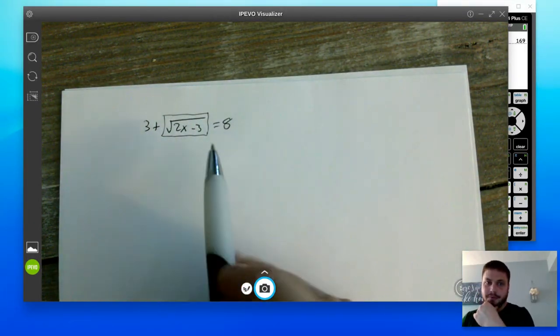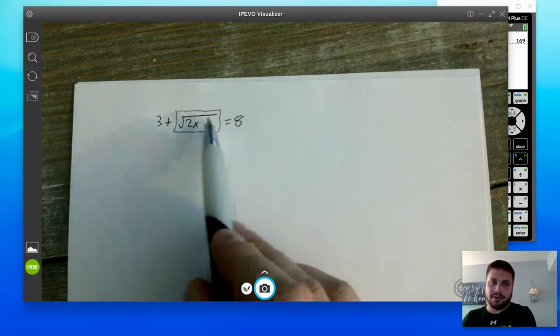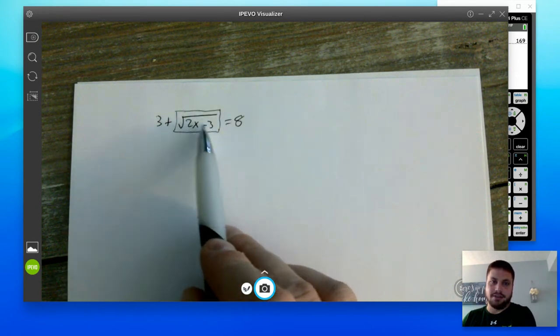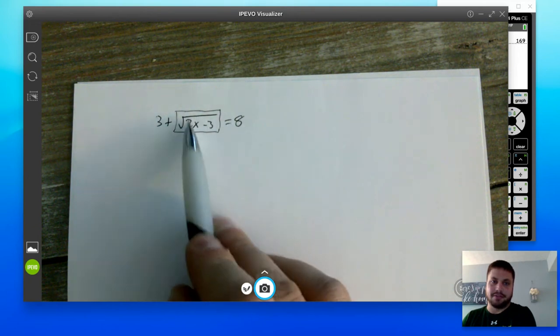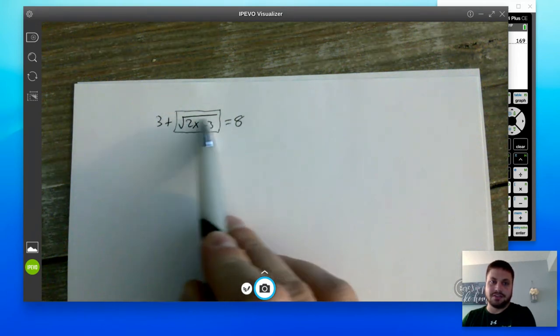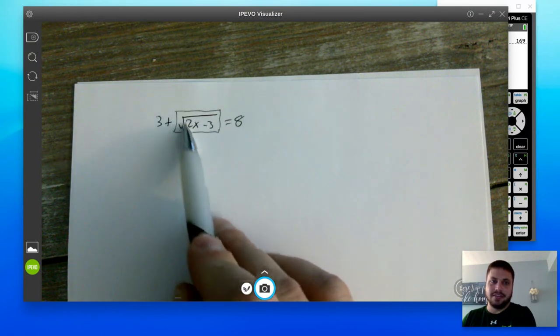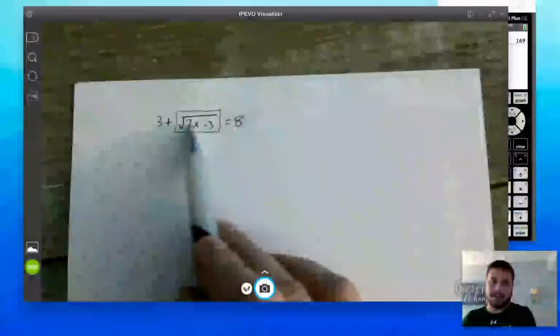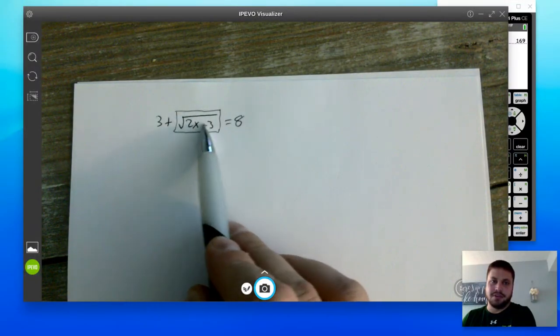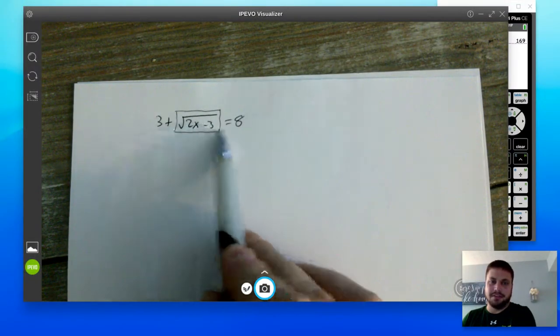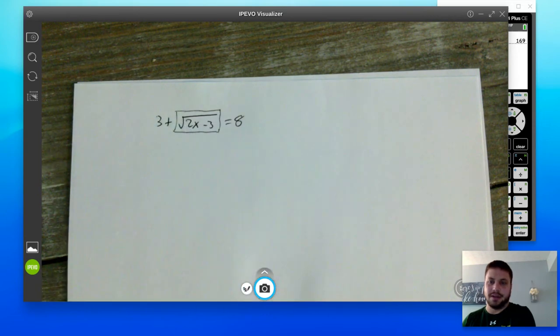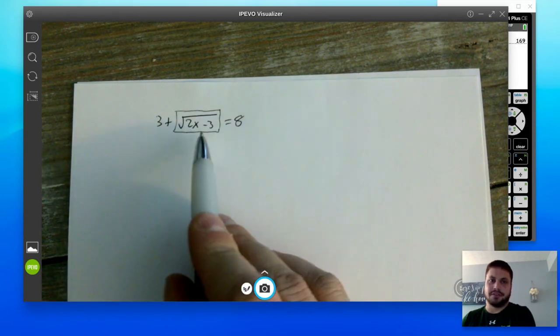Now, let's make some rules here. These things that are under the square root are trapped here. At no time am I going to plus this 3 out of this square root. I cannot touch this 2x or the minus 3 until I cancel the square root out. I'll teach you how to get rid of that square root, but you cannot let these things trapped underneath leave until you cancel the square root out. So the very first goal is to get the square root by itself.